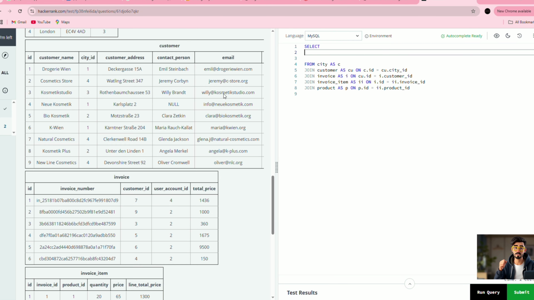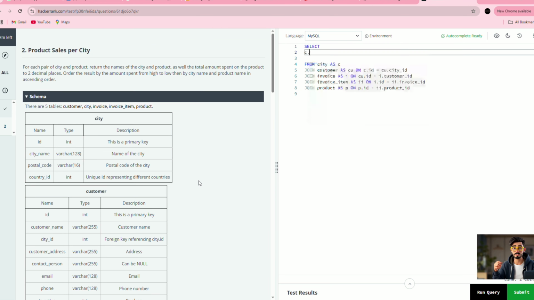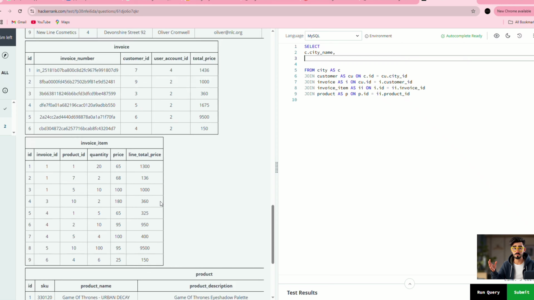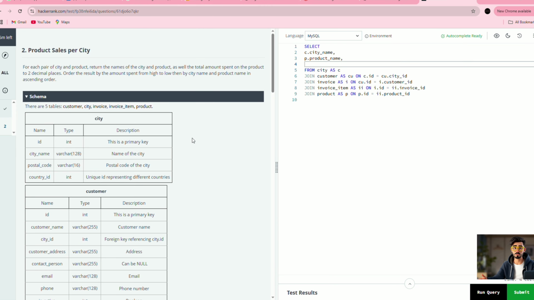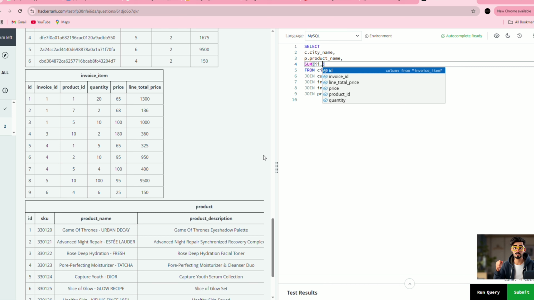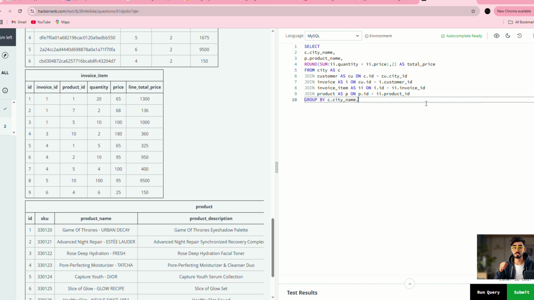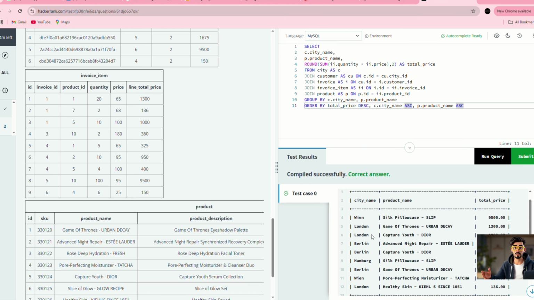For the final part, I'll just draw out the requirements. That's the name of the city and product name and the sum of product quantity into unit price. That's it. And group it by city name and product name and order by the same. And let's check. Yeah, it's working.